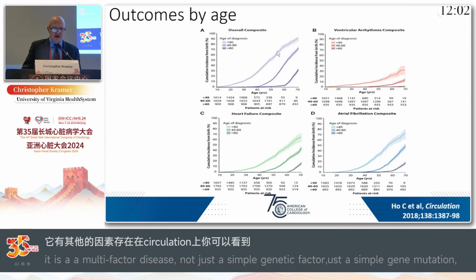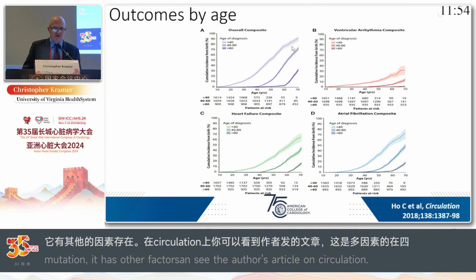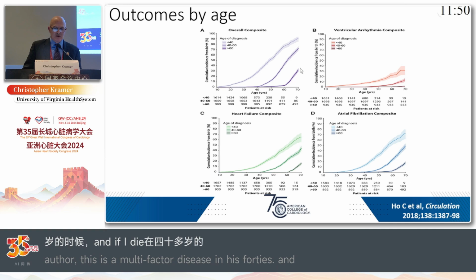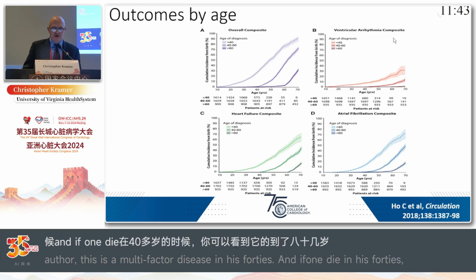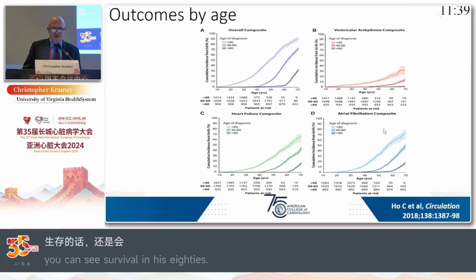that if you diagnose it, it's probably the genetic disease under 40, the overall composite endpoint is much higher than if one's diagnosed between 40 and 60. And if one's diagnosed over 60, you can see the prognosis is best. And that's true of every individual marker, ventricular arrhythmias, heart failure composite, or AFib composite. The younger you're diagnosed, the worse the prognosis.